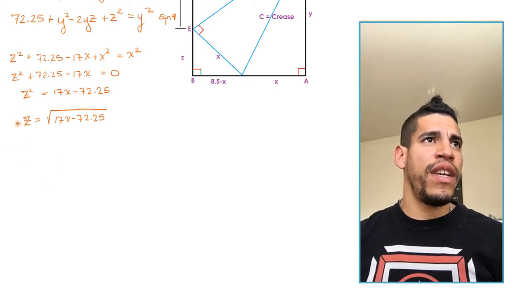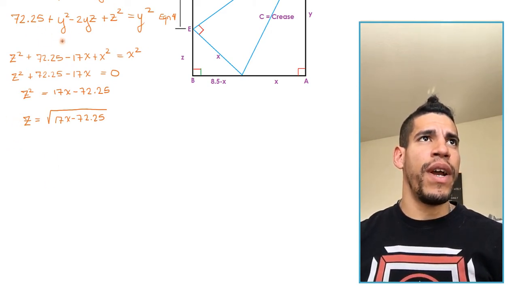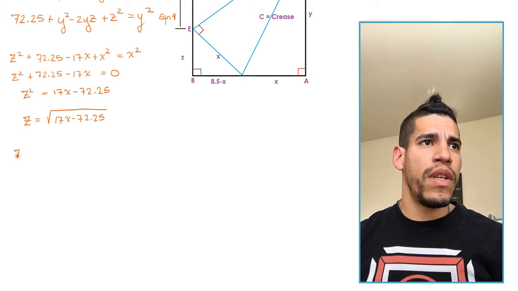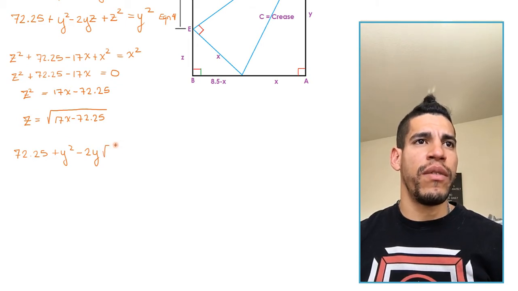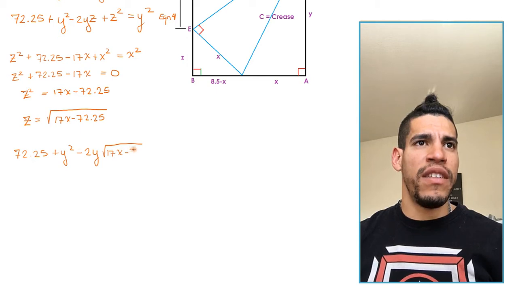If we plug z into equation 4, which is this one right here, you have 72.25 plus y squared minus 2y. Now instead of z, I'm going to substitute what z is in terms of x, which is the square root of 17x minus 72.25.